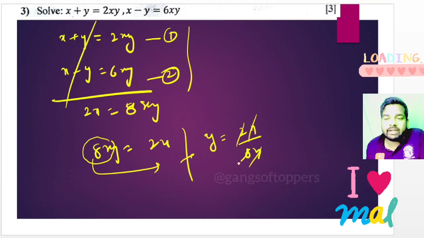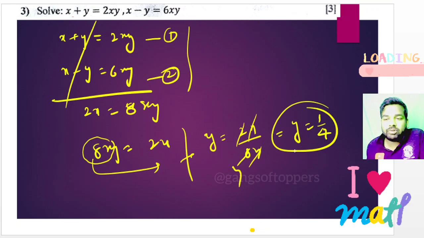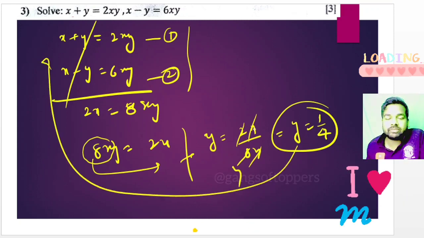x got cancelled and it is going to become 4. So here y is equal to 1 by 4. Just put this y is equal to 1 by 4 in this equation, or you can say that from the equation number 1, x plus y is equal to 2xy.